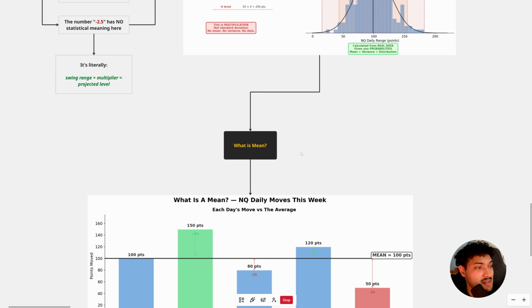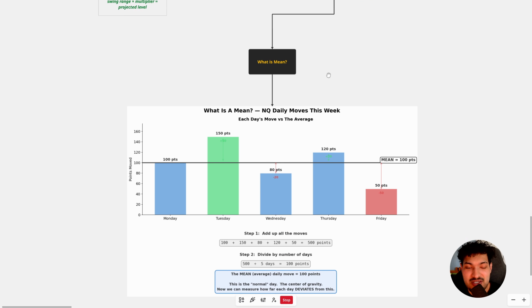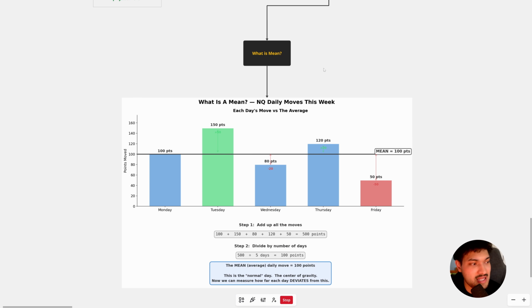So what is mean, simply? A mean is quite literally the average. In elementary school, maybe middle school, you did basic addition. You probably added numbers up and then divided by how many numbers there are. That's literally what mean is. You already know this.